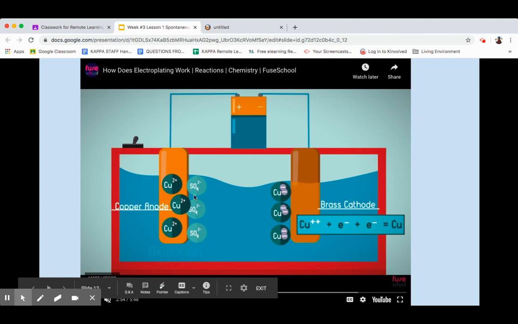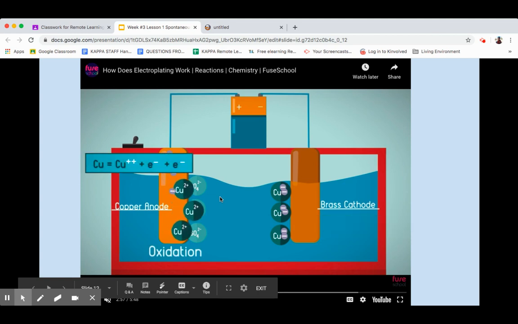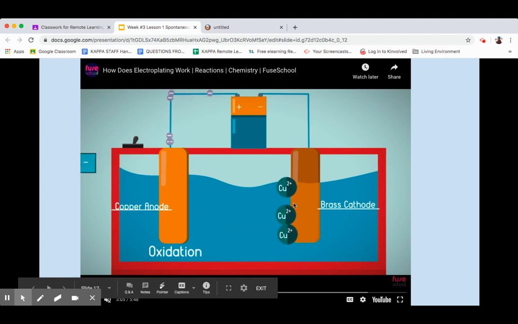So the copper anode over time is experiencing oxidation, and it's going to lose the copper ions. They're going to go into the solution, they're going to travel over to the brass, and over time this process repeats itself. So the copper will lose mass over time, and the brass gets coated in a thin layer of copper. Here the video shows it's losing mass over time.